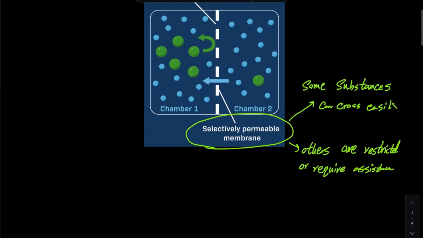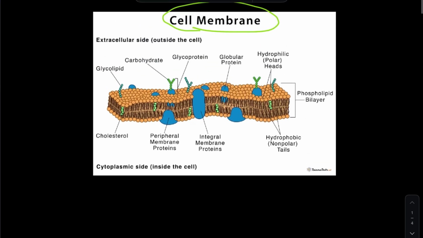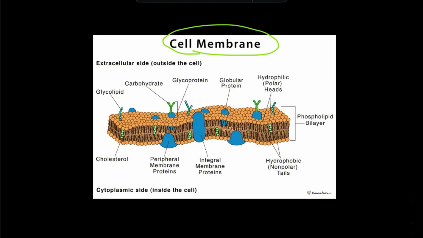According to the fluid mosaic model, the membrane is not a rigid wall. Instead, it's a dynamic and flexible structure. The membrane is primarily composed of a phospholipid bilayer. Each phospholipid has a hydrophilic, or water-loving, head and two hydrophobic, or water-fearing, fatty acid tails.